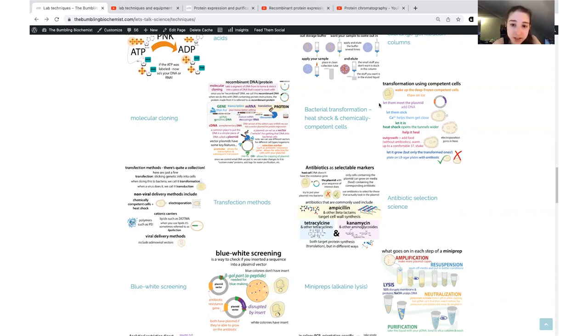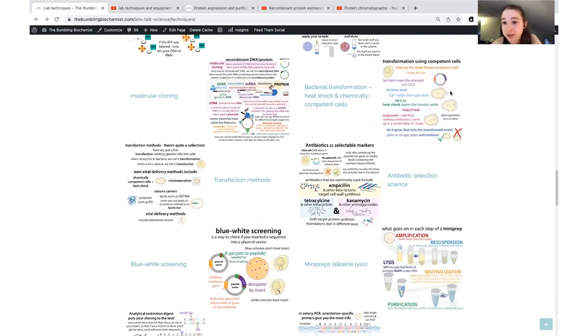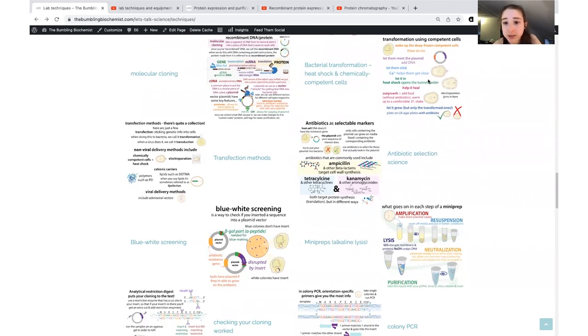To actually get the plasmid into bacteria, we call this process transformation. A common way to do it is with heat shock and chemically competent cells. We take these bacterial cells, which are chemically weakened, and they have calcium coating their surface that helps the negatively charged DNA get close, because calcium is positively charged. Then you do the heat shock and open the pores in the bacterial walls, which allows the DNA that's now close to sneak in. You can also use electroporation to do this. Then you add some food without antibiotics and let the cells recover a little, and then you let them grow on media containing antibiotics.